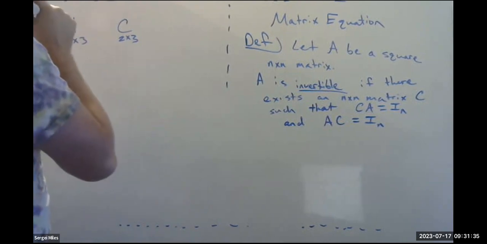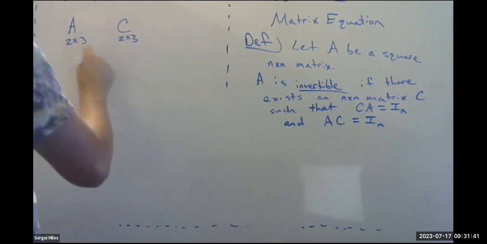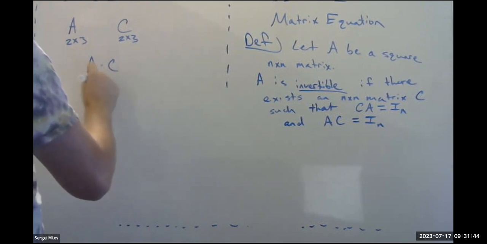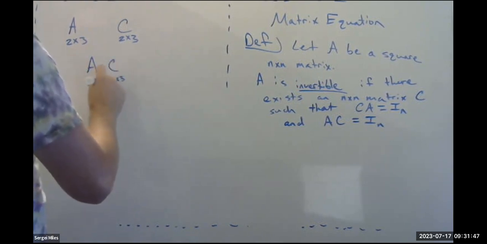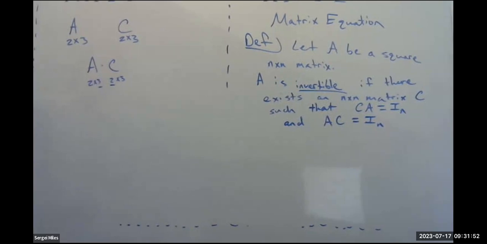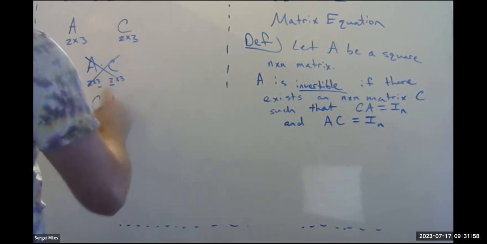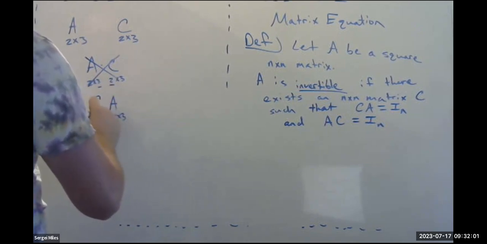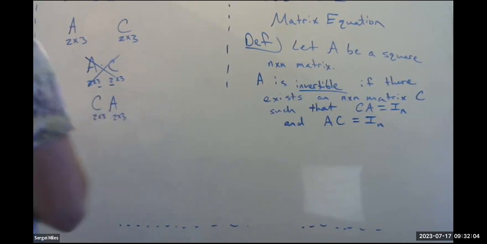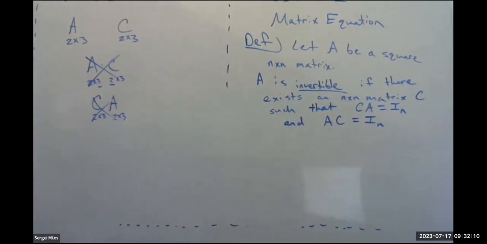Well, in this case, I would not be able to calculate A times C, right? Because there would be a mismatch right here with the columns and rows. And we know for matrix multiplication, we have to have those numbers match. So we couldn't calculate it. Just as if I flip the order, C times A, well, we still couldn't calculate it, right? Okay. So this is one reason for why we're going to require that A must be a square matrix before we can talk about finding inverses, right?